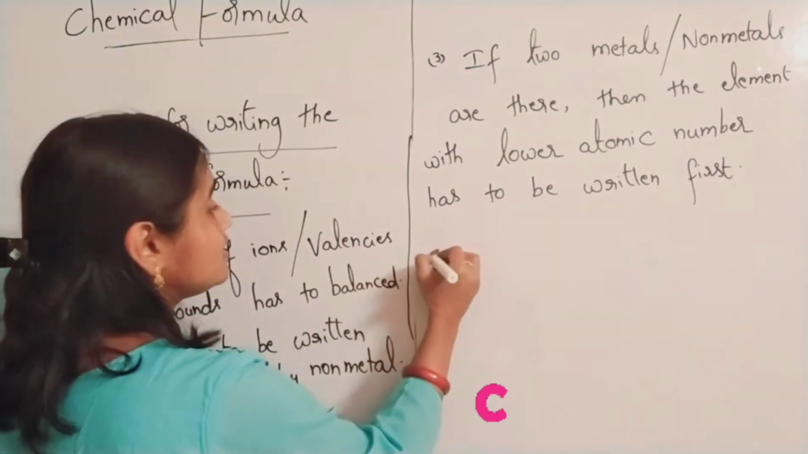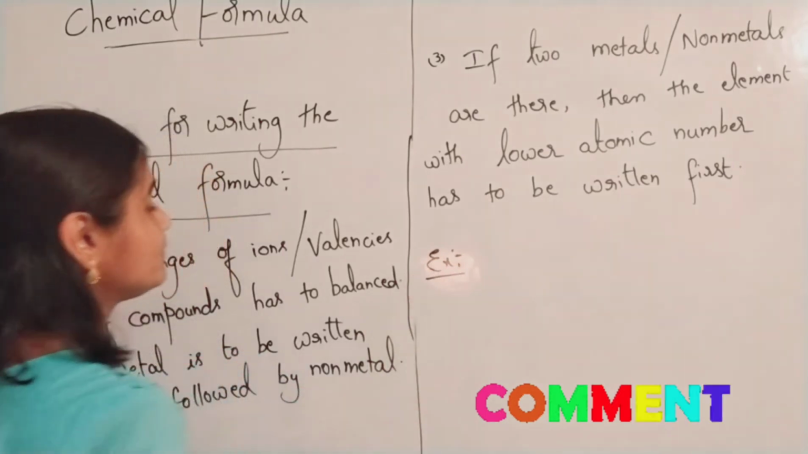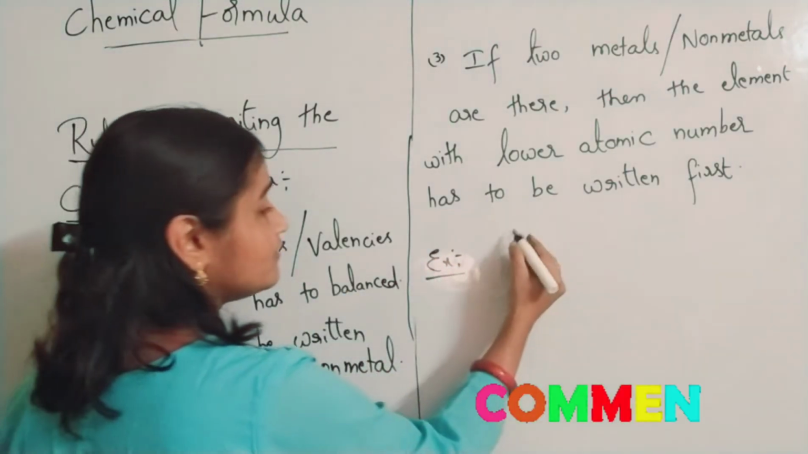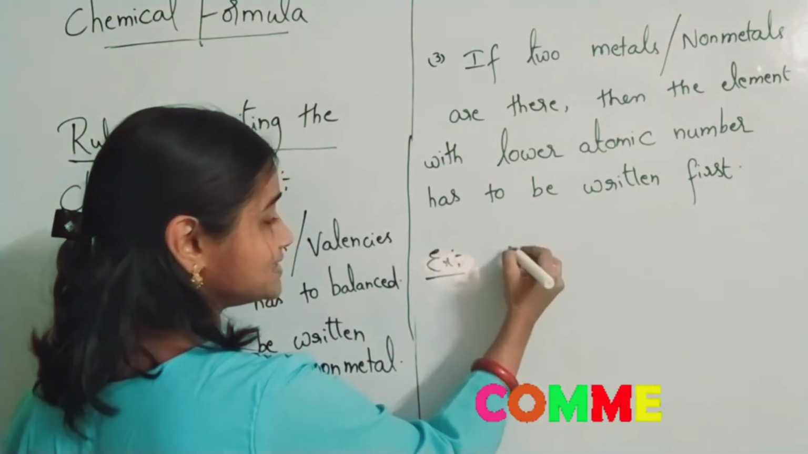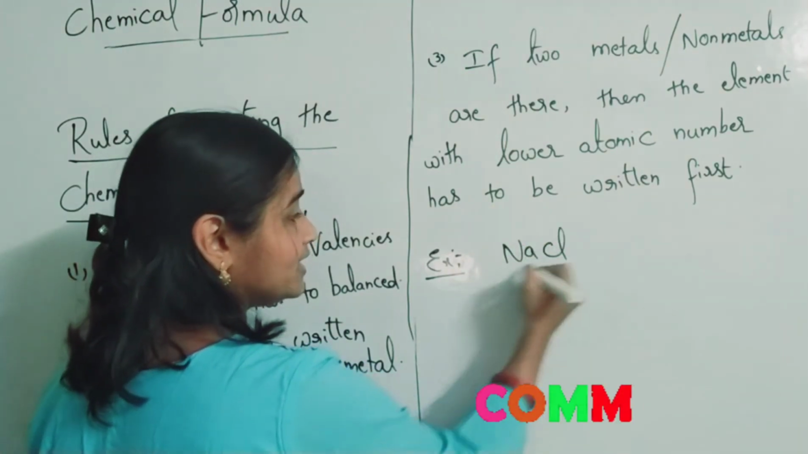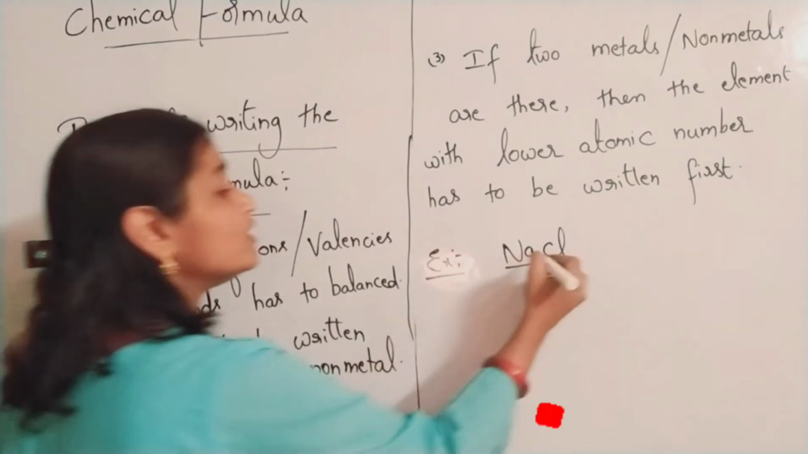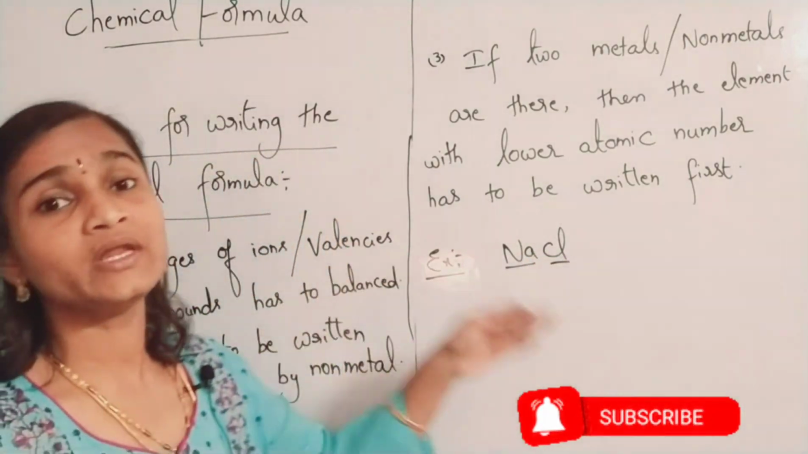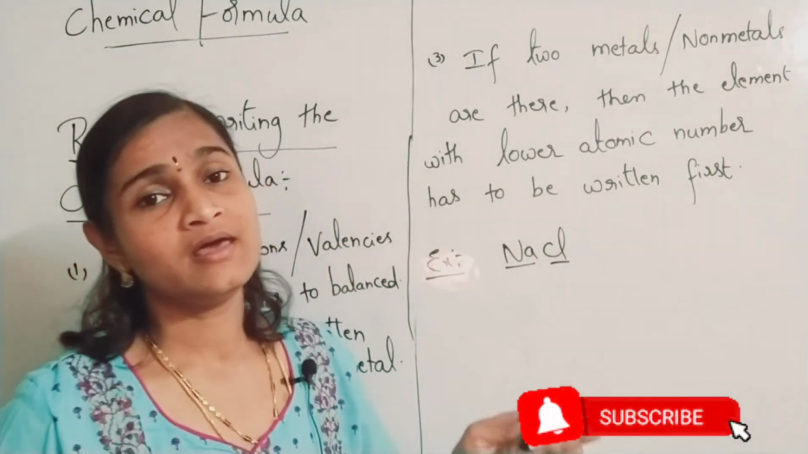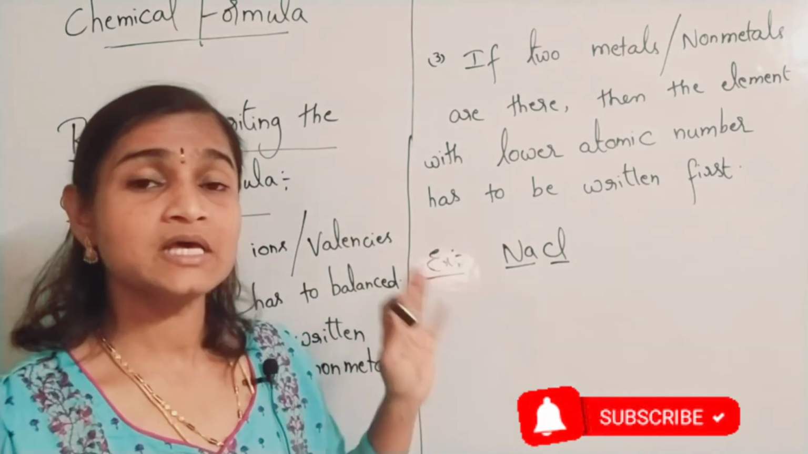So let us learn the examples. Suppose you take, as I just told you, the example of sodium chloride. Here sodium is a metal, so it has to be written first, and chlorine is a non-metal, so chlorine has to be written after the metal. Here it is sodium.